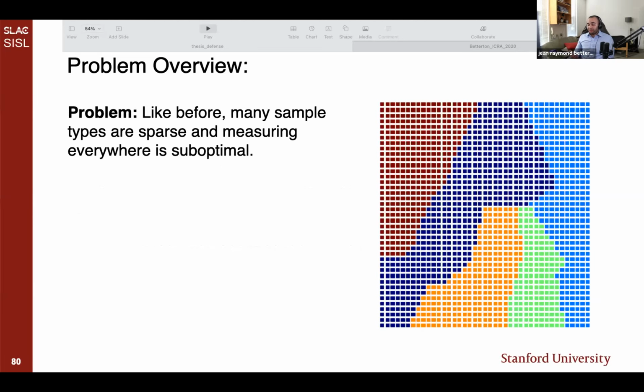The problem, very similar to the previous work, is that many sample types are sparse and measuring everywhere is suboptimal. In this case, if we go into this problem with a prior that these regions are contiguous and that there are 5 of them, we don't necessarily need to measure every point to have a good sense of what this image looks like. Some intuition for this is that if we just understand where the boundaries are between the different classes, that will be sufficient to reconstruct the image. We don't necessarily need to measure in the centers of these regions once we've identified the outlines.